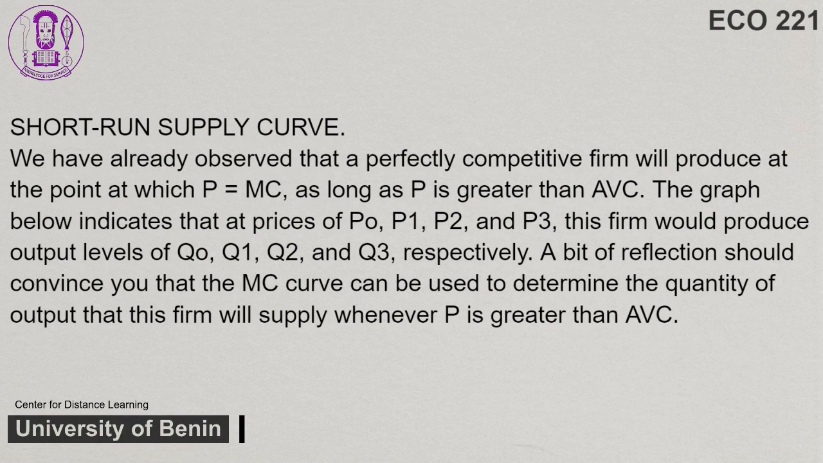Short-run supply curve. We have already observed that a perfectly competitive firm will produce at the point at which P equals MC, as long as P is greater than AVC. The graph below indicates that at prices of P0, P1, P2, and P3, this firm would produce output levels of Q0, Q1, Q2, and Q3, respectively. A bit of reflection should convince you that the MC curve can be used to determine the quantity of output that this firm will supply whenever P is greater than AVC.